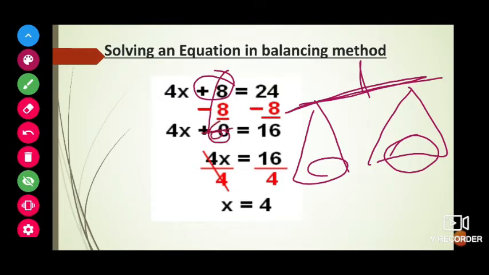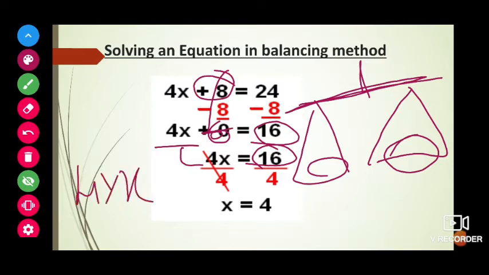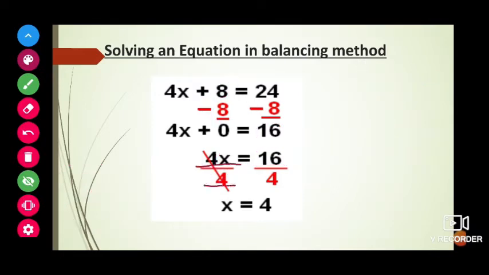We will get 0 in that place, so the remaining 4x will come down. Next, here 24 minus 8 we will get 16. Now 4x equals 16. What is extra now, children? Still an extra constant is there with the x, that is multiplication by 4. 4x is nothing but 4 into x. How can I remove this multiplication? If I divide by 4, then I can cancel it, isn't it? So I will divide by 4 here.